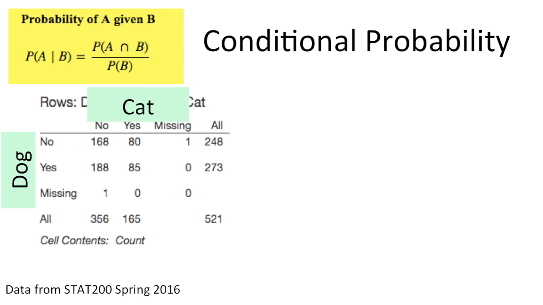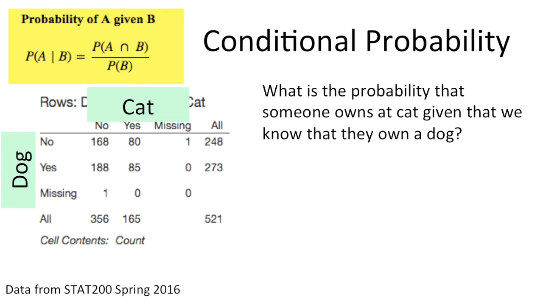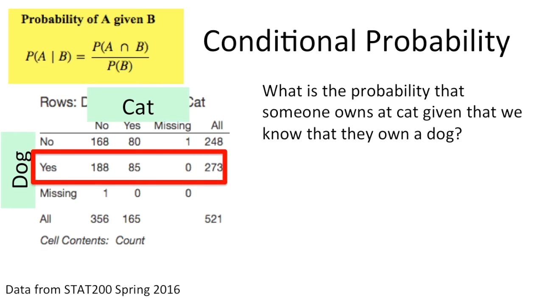So here we have a contingency table concerning dog ownership in the rows and cat ownership in the columns. What is the probability that someone owns a cat given that we know that they own a dog? So we're really only concerned with the people who own a dog. Given that someone owns a dog, so given that they're in this row, what is the probability that they own a cat? Well, the probability of owning a cat, given that we know you own a dog, is 85 out of 273. So 0.311.